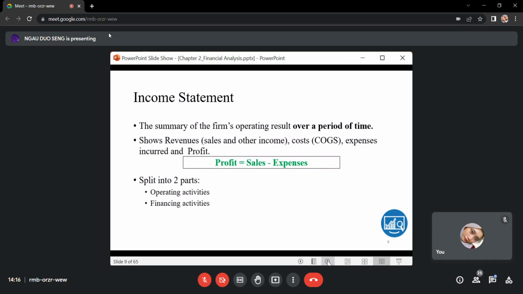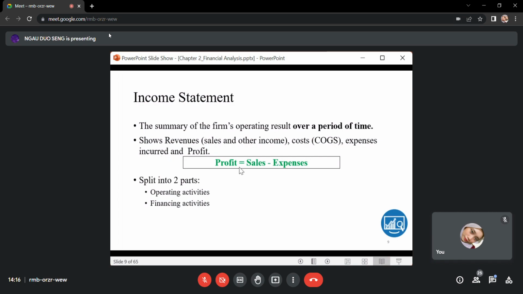All right, next we have income statement. So income statement is the summary of firm operating result over a period of time. So dia tak sama dengan balance sheet. Balance sheet adalah berkumpul daripada syarikat bermula. This one adalah over a period of time, mungkin pada tahun 2002. So pada satu tahun sahaja atau one quarter, right? So shows revenue, right? Sales and other income, cost of goods sold, expenses incurred, and profit.